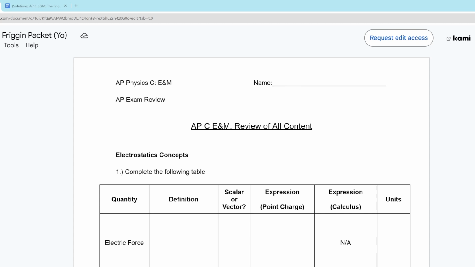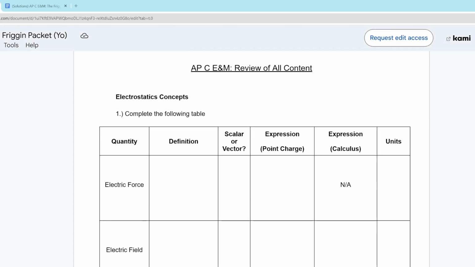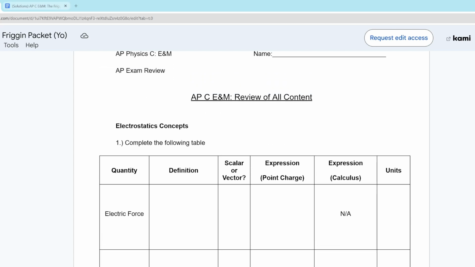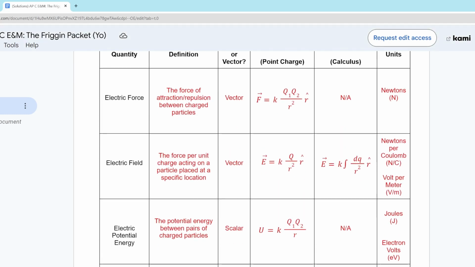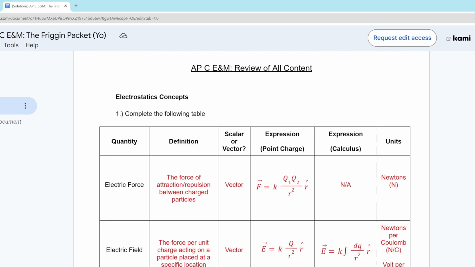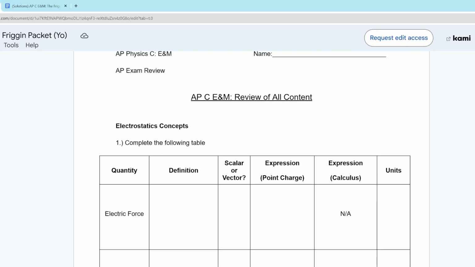So, linked in the description, we'll have a blank copy of the packet if you so desire to follow along. My students have no choice, they have to do it. But also linked will be the solutions copy, so you can just nicely browse as you work. Or if you don't feel like doing it, you could just look at the solutions. Again, my students have no choice. And I call this the Friggin' Packet Final Boss because it is 65 pages.